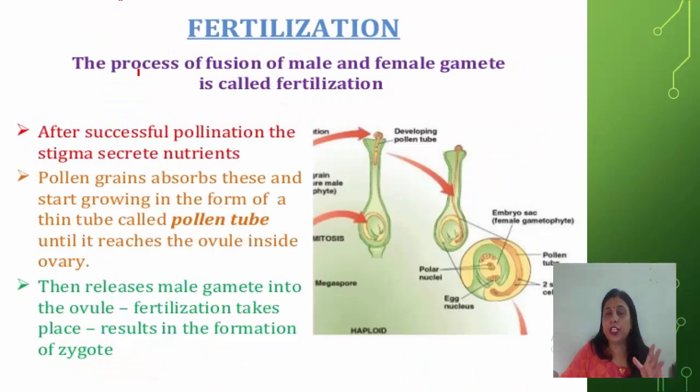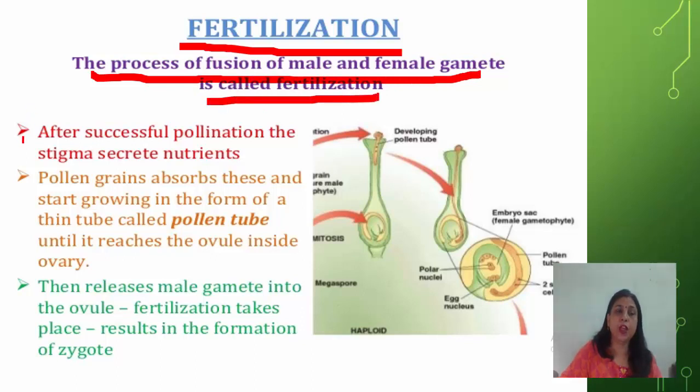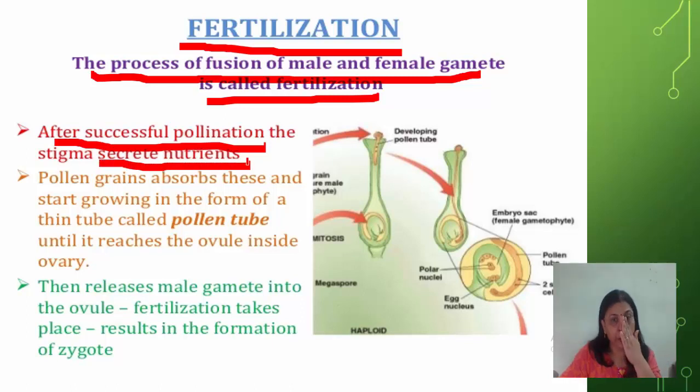Now, pollination is done. The next step is fertilization. What is fertilization? The process of fusion of male and female gamete is called fertilization. Now, after successful pollination, means pollination हो गया, pollen grain transfer हो गया from the anther to the stigma. Now, यहाँ देखिए ये pollen grain आ गया ये stigma के ऊपर, ठीक है.